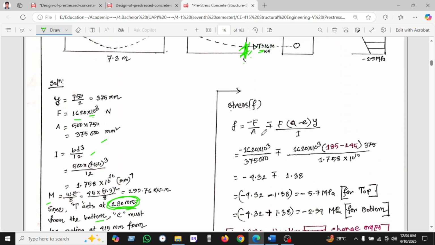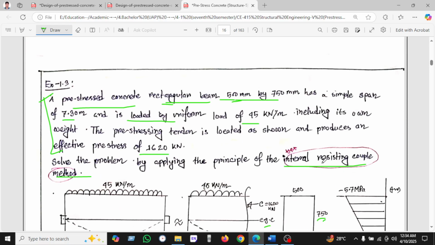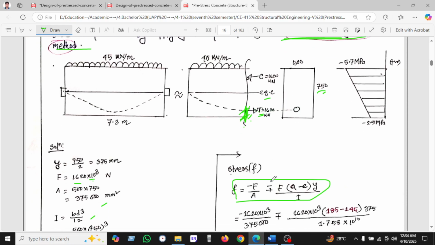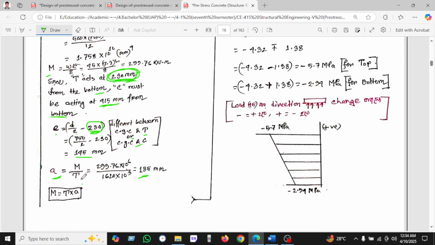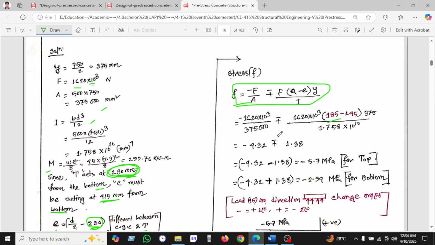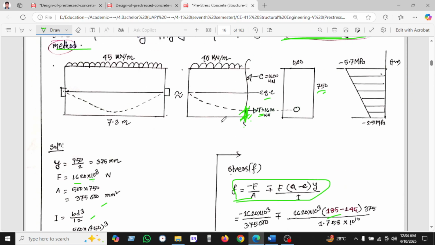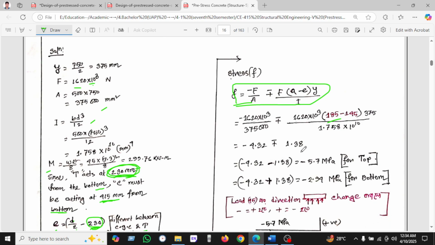Now we will calculate using this moment, this internal resistance couple method, using this formula and using this value. This is the M by T. How we calculate the E is T minus 230. Q3 is nothing but is given, and found this below. From the top we have seen 5.7, from the bottom we have found 2.3.